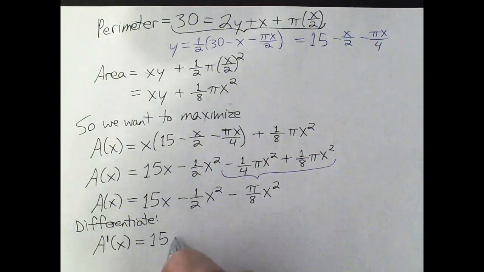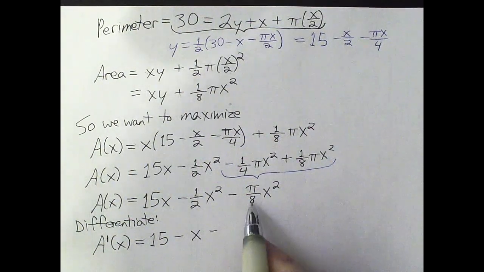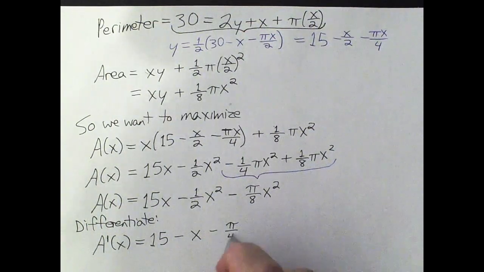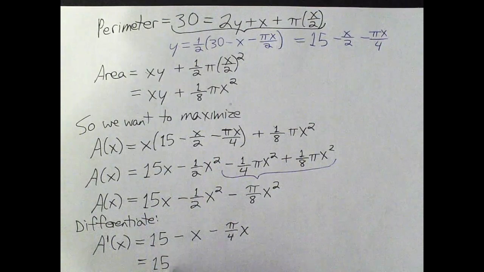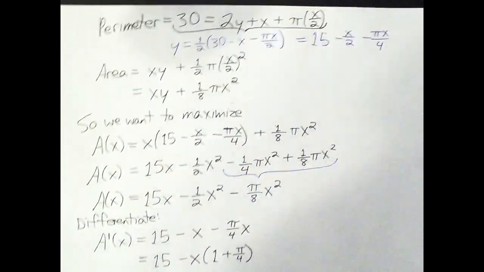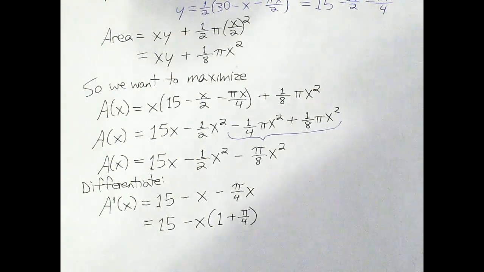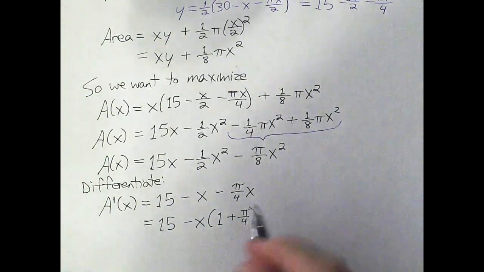Anyway, this is 15 minus, bring down the 2. We're going to get x here, and then minus, the 2 comes down. There's an 8 on the bottom, so pi over 4 x. Okay, that's the derivative. We're looking for critical numbers. I don't see anywhere where this is undefined, so let's set it equal to 0 and solve.